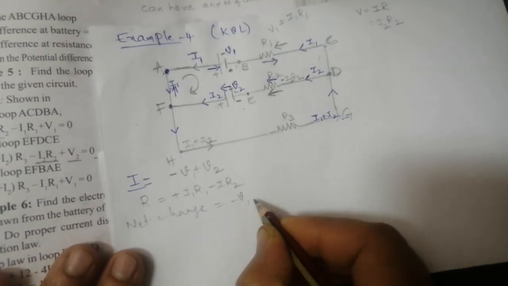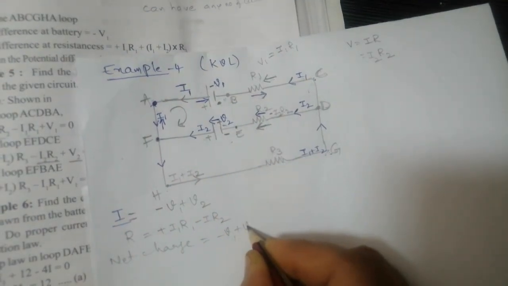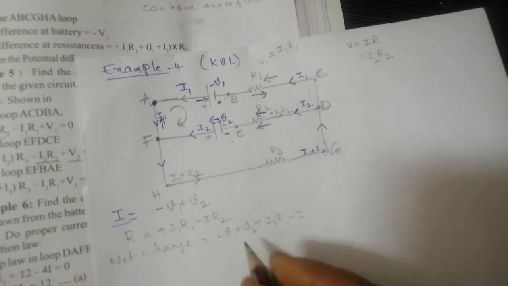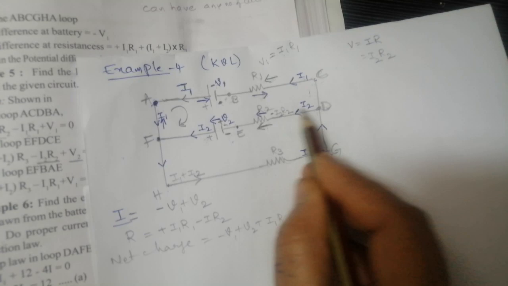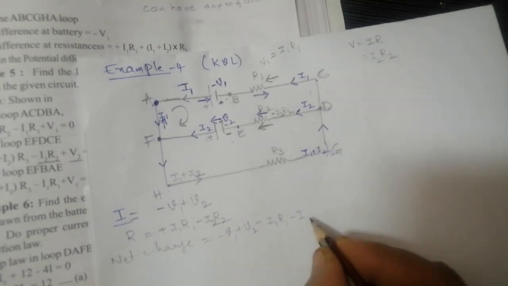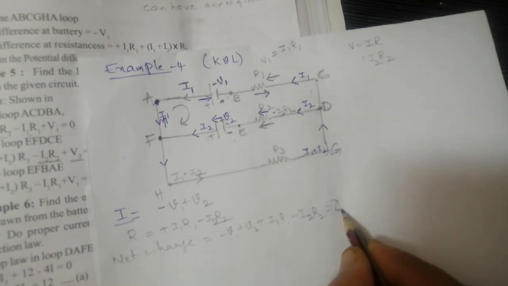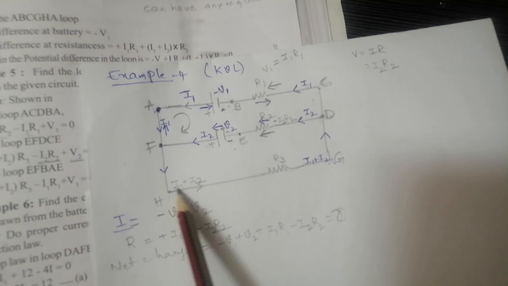We will write it in the circular form: minus V1 plus V2 plus I1 R1 minus I2 R2. R2 means how much current? I2 R2. So minus V1 plus V2 plus I1 R1 minus I2 R2 is equal to 0, meaning the net charge is equal to 0. Okay, this is the first loop we have considered. The second loop you can try by yourself.